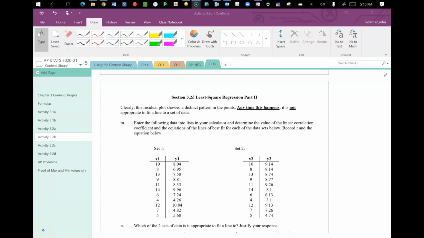So the next thing I want you to take a look at are these two data sets in this activity. I would like you to use your calculator and put those data sets in lists and find the correlation for both of those two data sets. Find the value of r. Then I want you to take a minute and answer this question right here. Which of the two sets of data is it appropriate to fit a line to? And I'd like you to think about how you would justify that. So go ahead and pause your video and do that now.